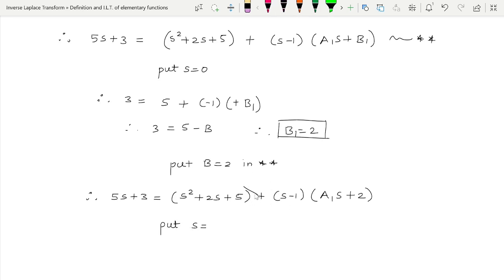Notice that if I put s is equal to 0, this term will vanish, so a1 will not be visible in the equation. I don't want that. And if I put s is equal to 1, still this quantity, the entire one, will be 0. Again a1 will vanish. I don't want that. So let us think of other values.